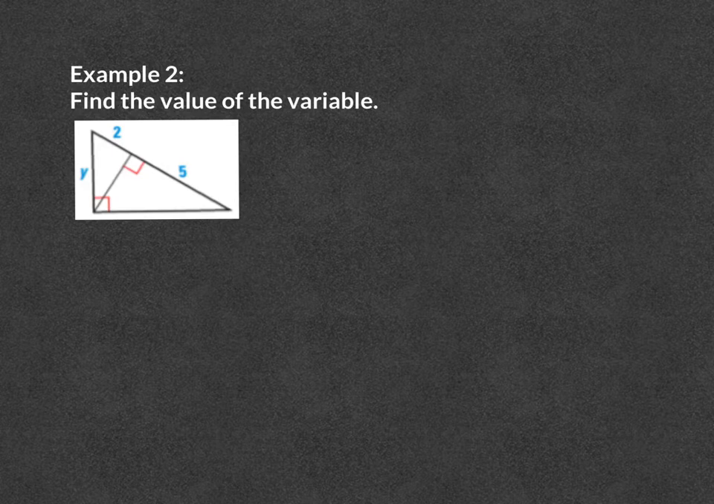Example number 2. Find the value of the variable. So what I'm going to do is take this triangle and break it apart into two separate triangles. So the first triangle is going to be this large triangle, which is in blue. So I'm going to redraw it over here. So my height is going to be y, and my hypotenuse across from the right angle is going to be 2 plus 5, which gives me 7.